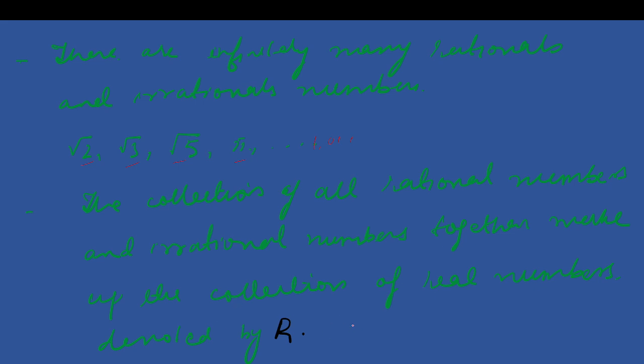So this R is called the real numbers. That's why the number line is called the real number line, because on the number line you can place anything. You can place whole numbers, integers, positive integers, negative integers, rational numbers, and irrational numbers. How to place an irrational number, I will show you. This number line is called the real number line because every number can be placed on it. The collection of real numbers is denoted by capital R.